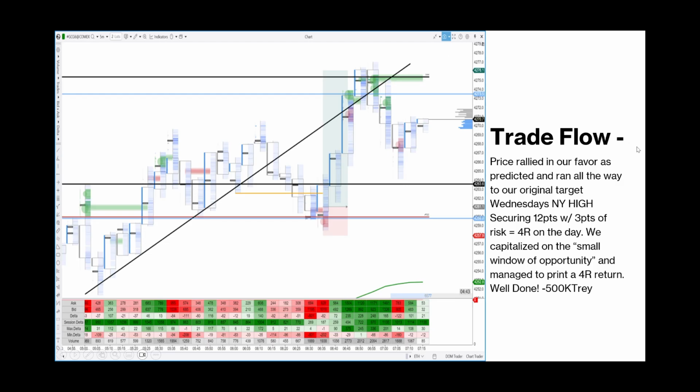However, the trade flow. Price rallied in our favor as predicted and ran all the way to target, which was Wednesday New York high, securing 12 points with 3 points of risk. So we made 4R on the day. We capitalized on the small window of opportunity and managed to print a 4R return. Well done.